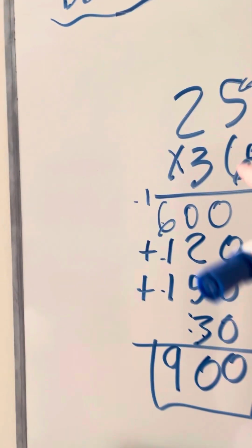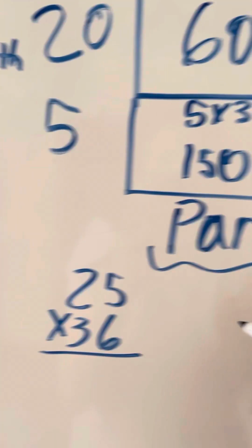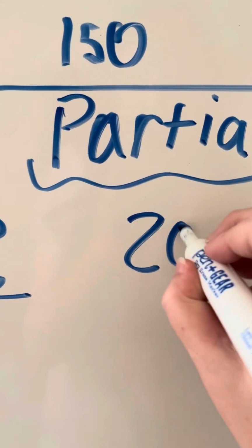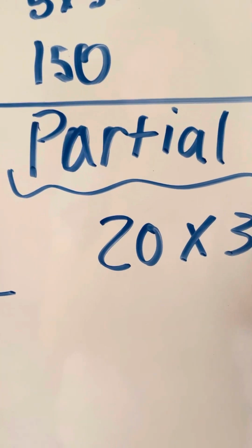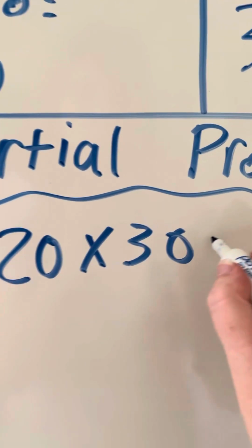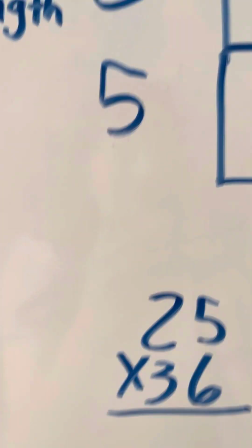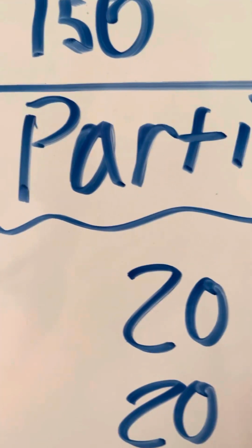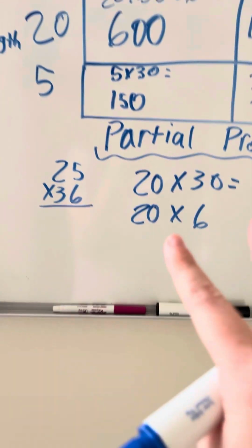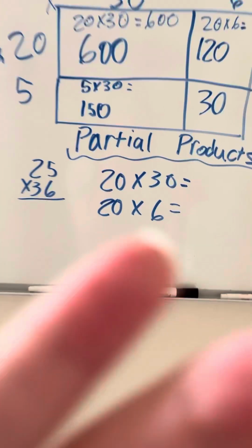So for example, I have 25, all right? And I know I have to do 20 times 30, because look, I have 2 times 3, but that's 20 times 30. So I have 20 times 30 here. And then I also have 20 times 6. All right. So I'm just breaking the problem apart into smaller, more manageable equations.